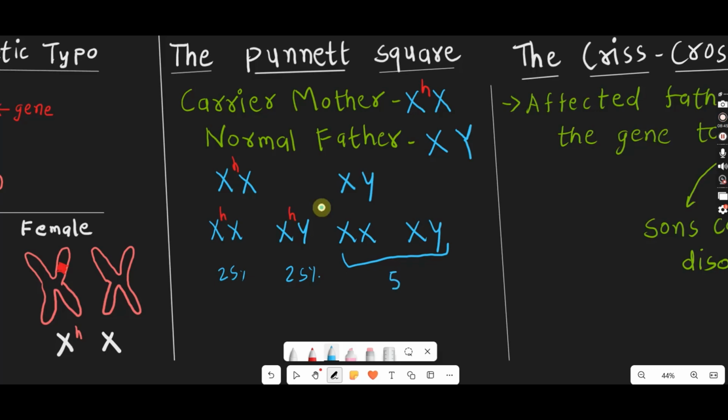What is the probability of a female being a carrier? There are two females and one of them is a carrier. So 50% of the females will be carriers. Same goes for normal females: 50% of the females will be normal and 50% will be carriers. What is the probability of having a hemophilic male? There are two males, one of them is hemophilic. So 50% of the males will be hemophilic.